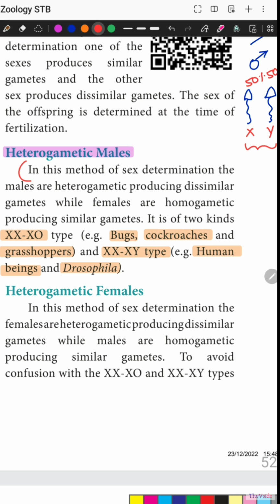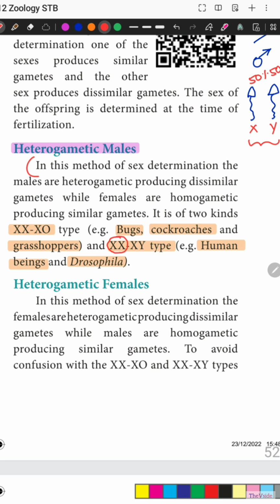So for example, if we talk about humans here, the XX type will be a female and the XY organism will be a male. Whereas in bugs, cockroaches and grasshoppers, one sex will have XX set of chromosomes and the other sex will have only one X chromosome, and there will not be an X chromosome or Y chromosome. So it is mentioned as O here. So the other sex will have only one allosome in its somatic cells. So this is heterogametic males.